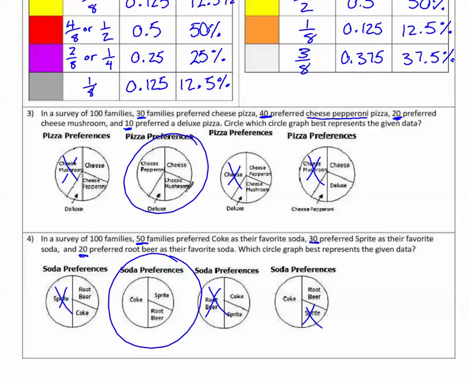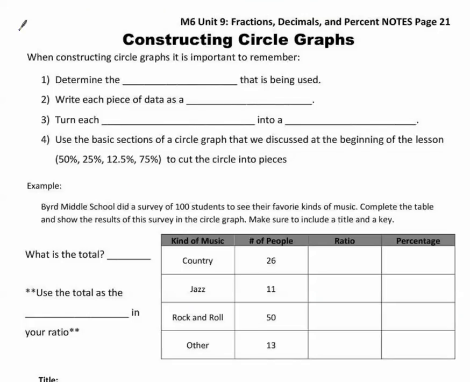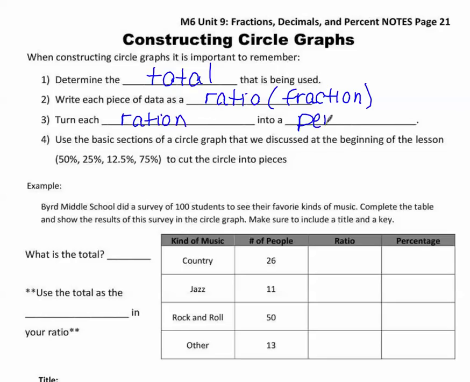All right, and let's talk real quick next about how to actually make a circle graph. So when we actually make a circle graph, we're going to determine the total that's being used. We're going to write each piece of data as a ratio or as a fraction. We're going to turn each fraction or ratio into a percent. And then we're going to estimate, and we're going to use the basic sections of the circle graph that we discussed at the beginning. So your 10, your 25, your 12.5, and your 75. And you can use those to estimate.